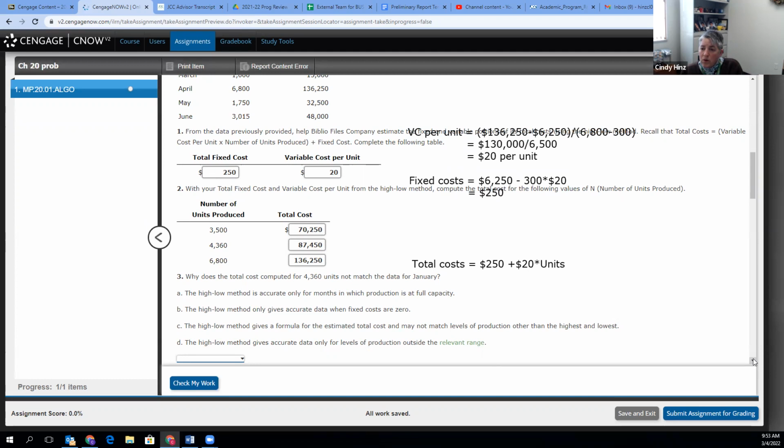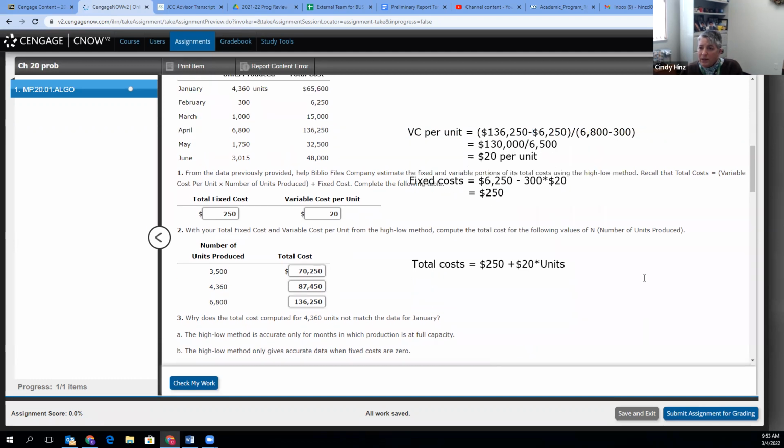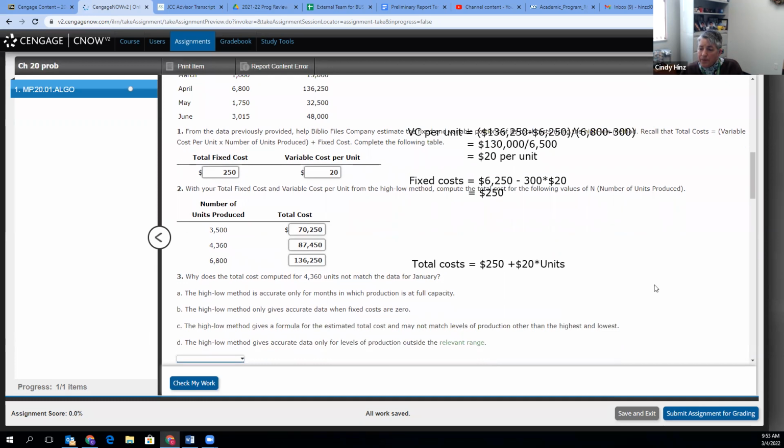So why does the total cost computed for 4,360 units not match the data for January, where we actually produced that exact same number of units? The reason is we use the high and the low point. We drew a straight line between them as we talked about in class.